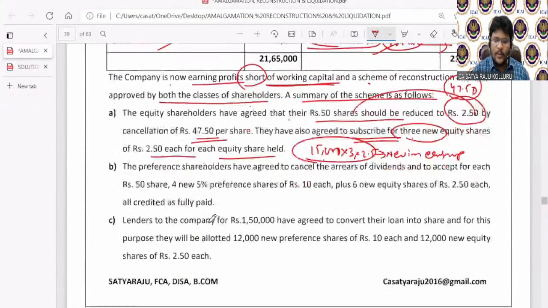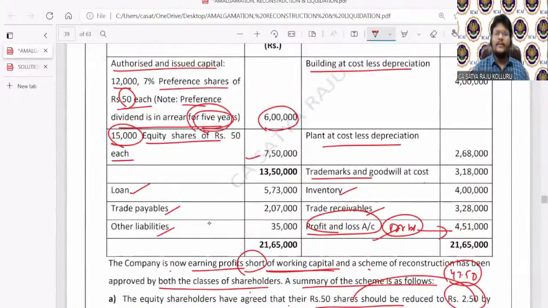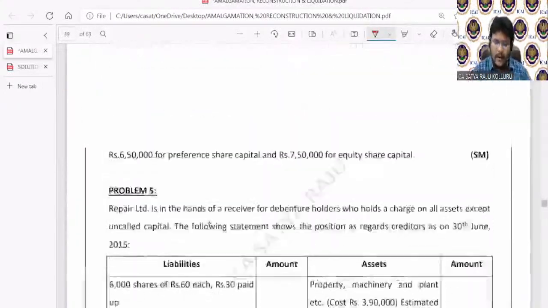Next, coming to point number B, the preference shareholders have agreed to cancel the arrears of dividend. So the entire arrears of dividend is foregone. Sir, if an unrecorded liability is foregone by the other party, then what is the journal entry? There is no journal entry. If the arrears of preference dividend is foregone by the other party, no journal entry. We have already seen, right? Okay.